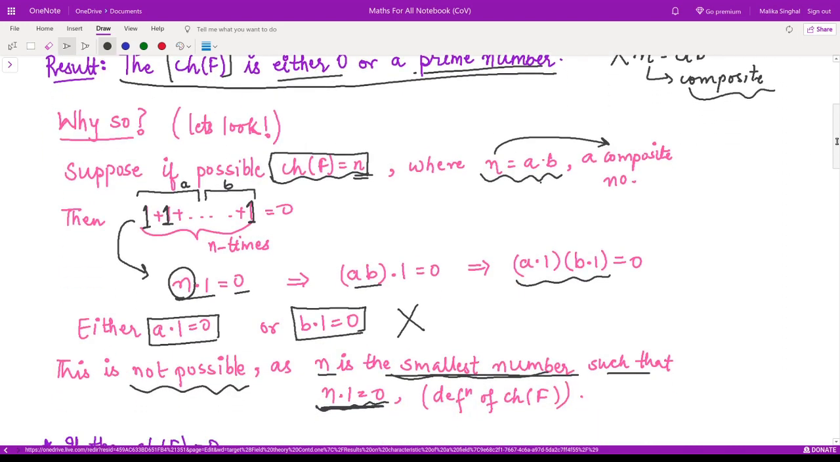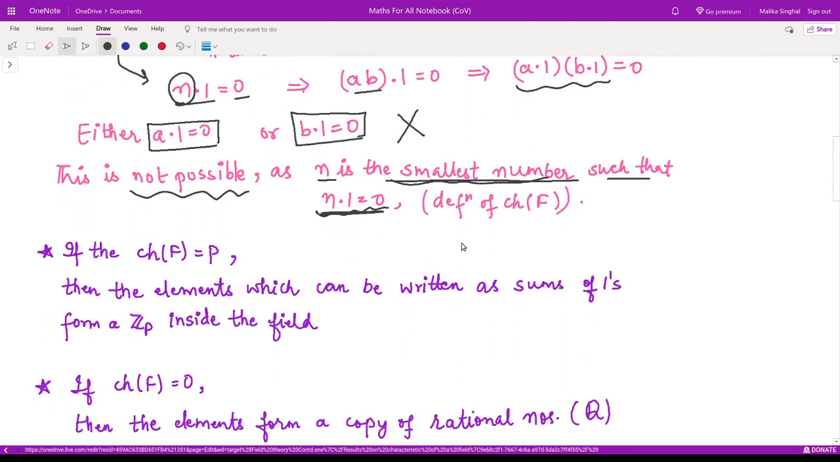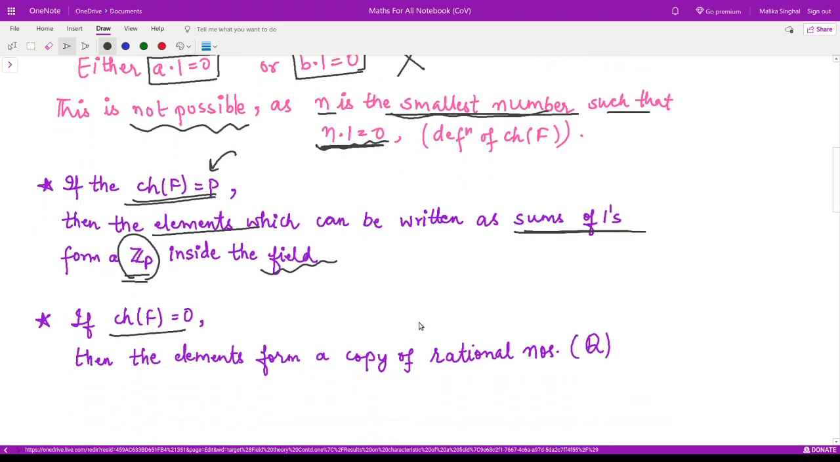So this is one important result one should remember. Moreover, if the characteristic is p, then what is the nature of the field? We have said that it represents a feature of the field. So if the characteristic of a field is p, the elements of this field can be written as sums of ones, replicating Zp. So if the characteristic is p, the field is eventually a copy of the field Zp. And if the characteristic is 0, the elements form a copy of the rational numbers with the usual operations of addition and multiplication.